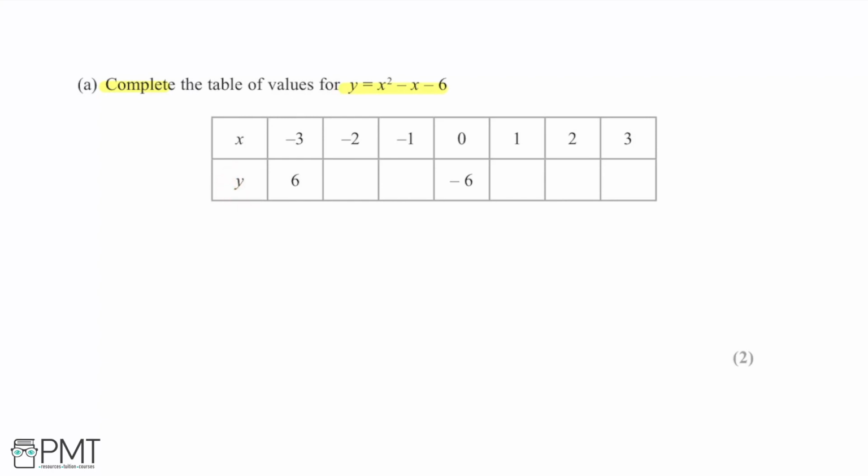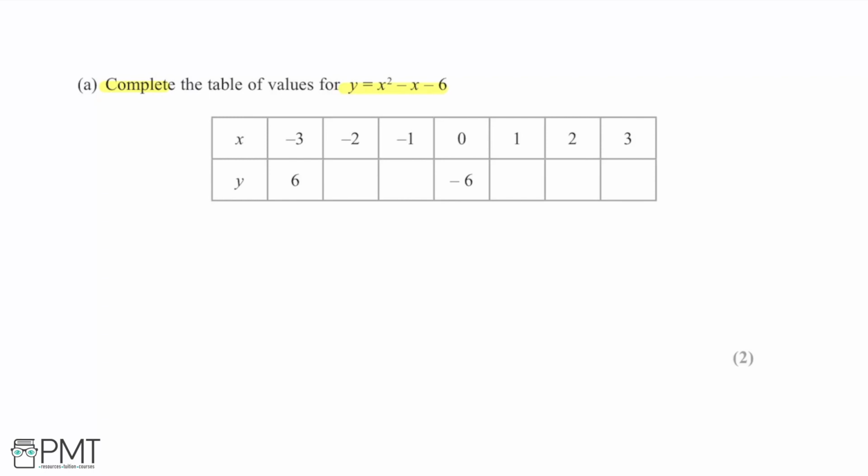Some y values are filled in, but we're also missing some, so this is what we're going to calculate. Referring back to the equation, to find a y value we take the corresponding x value in the same column and substitute it into this quadratic equation. We square the value of x, subtract the value of x, and then subtract 6, and that gives us an answer for y.